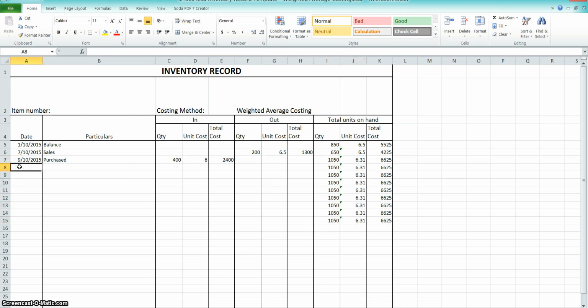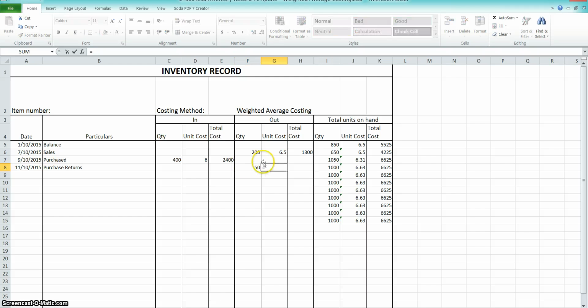So then on the 11th of October, we return 50 goods bought on the 9th of October to the supplier. So on the 9th, we purchased 400. We're now returning 50 of those 400. So we're going to put in returns. Actually, we'll call it purchase returns. Now, if we purchase something, it's coming in. If we then return it, it's going out. So it'll end up in our out column, equals 50.